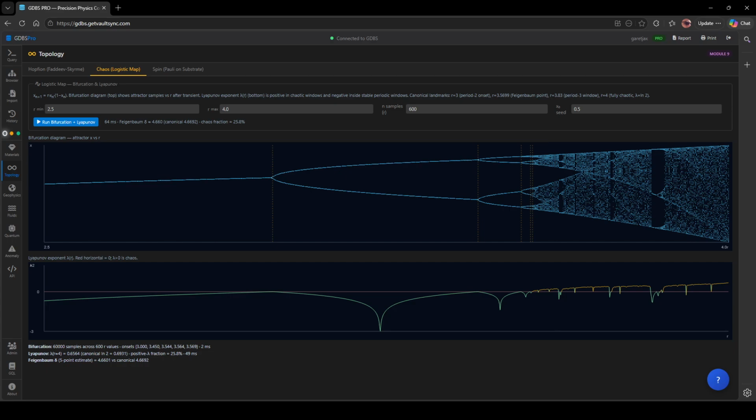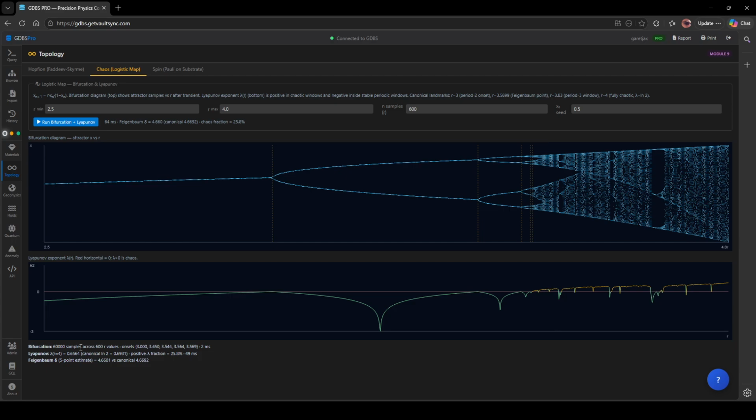Lyapunov exponent at r equals 4 is 0.6542. The canonical is ln(2) equals 0.691. A positive Lyapunov means chaos. The red line at 0 is your boundary, and above it, chaotic. Below it is stable. And you can see that here. These aren't approximations. These are textbook results.